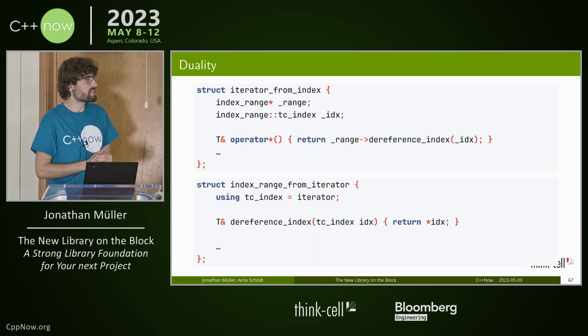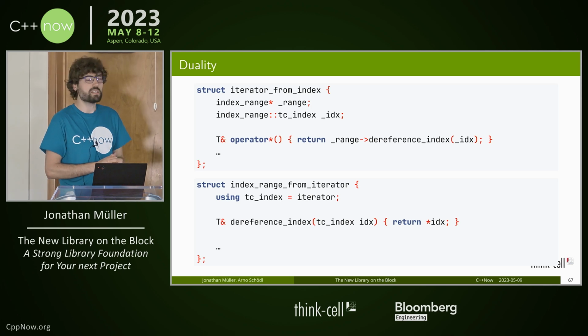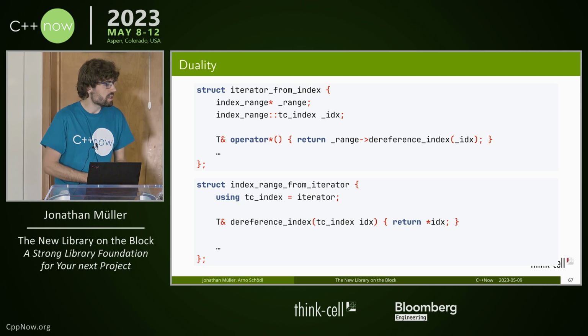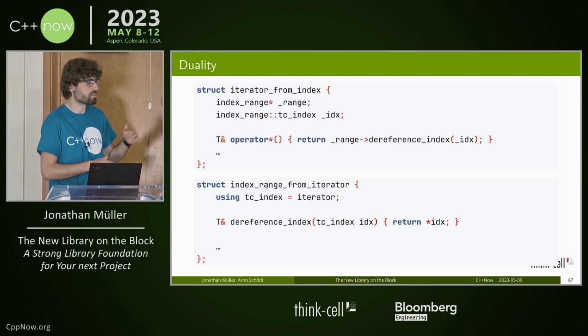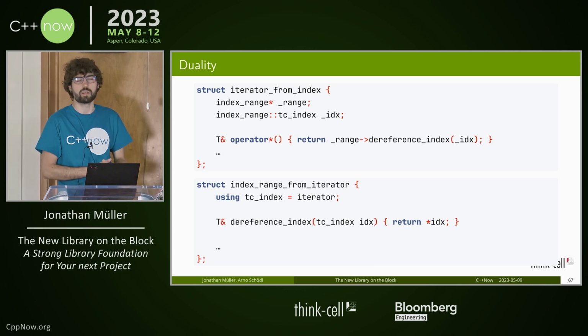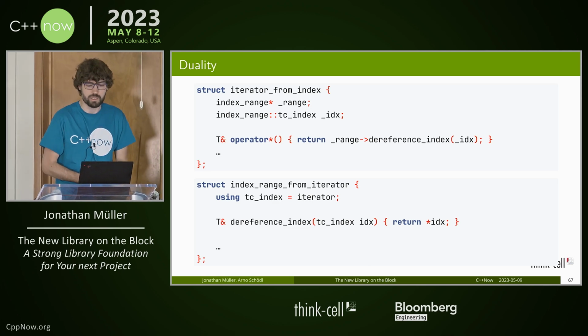And both of those concepts are equally powerful, right? You can trivially give an index an iterator interface. You just need to store a pointer to the range and then forward to the member functions. And for the other way around, an iterator itself is sort of an index. You just need to provide the interface to call dereference index and so on to just forward to the member functions. So there isn't really any loss of power here by using indices over iterators.